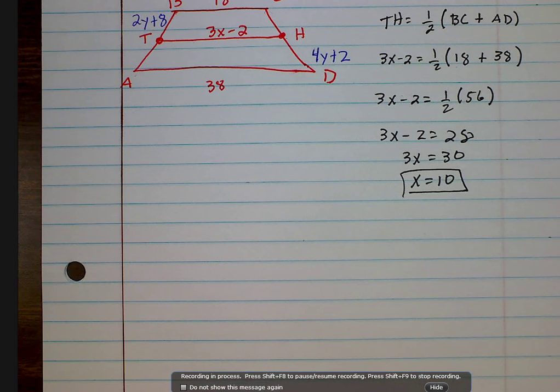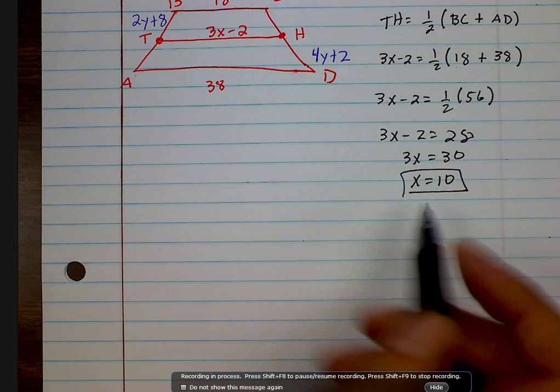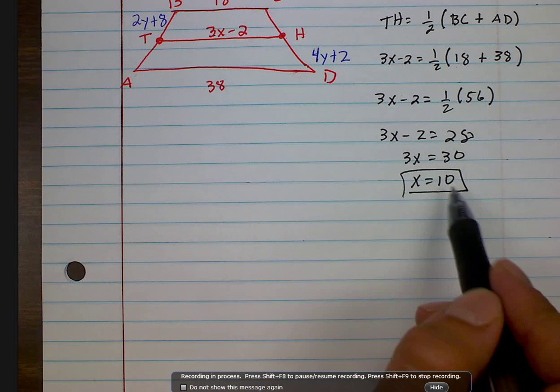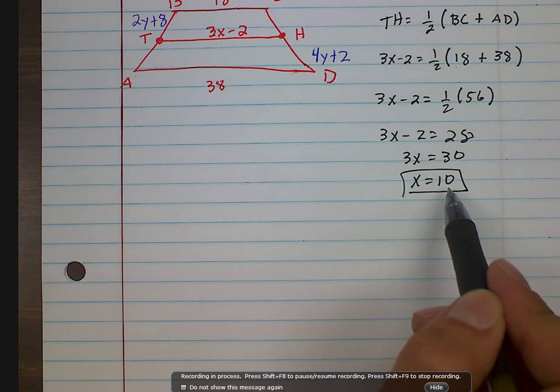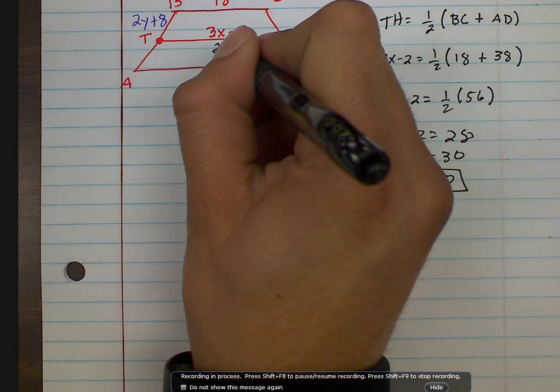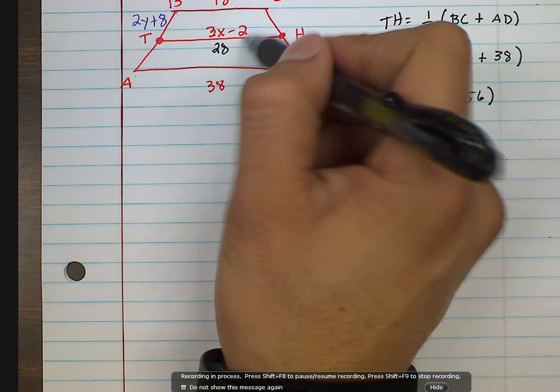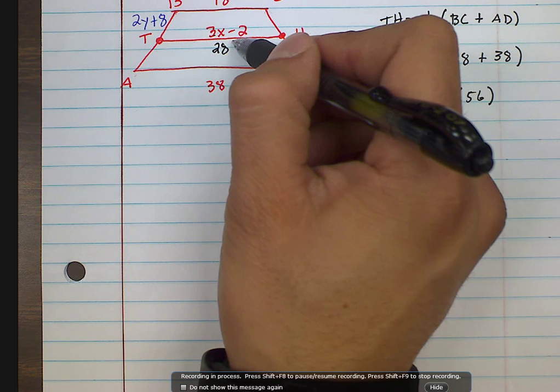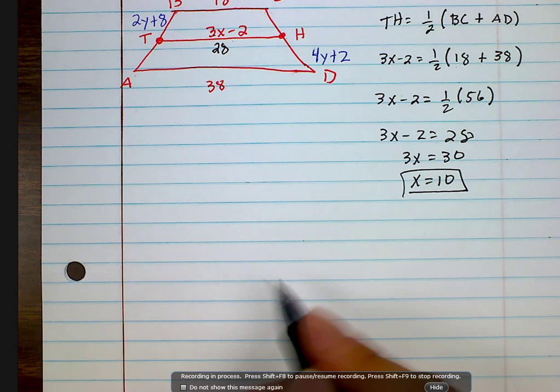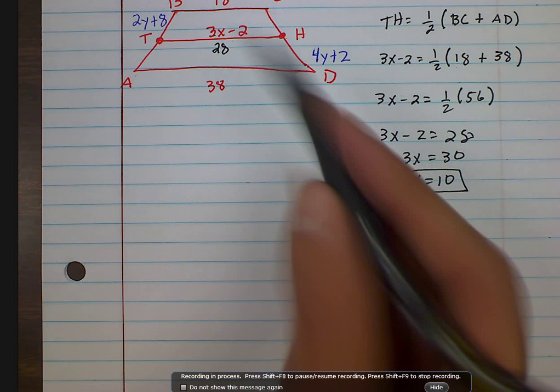If you really want to find out what TH is, just plug it in. So 3 times 10 is 30. 30 minus 2, you get 28. And again, you can see that if they're going up by 10s, 18 plus 10, that gives you 28. 28 plus 10, that gives you 38. Okay. Now, how do we find y?